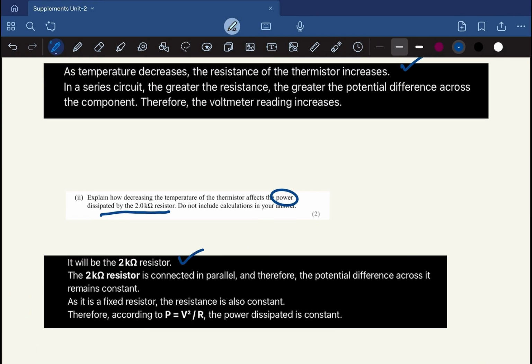The 2 kilo ohm resistor is connected in parallel, and therefore the potential difference across it remains constant. As it is a fixed resistor, the resistance is also constant. Therefore, P is equal to V squared by R. The power dissipation is also constant.